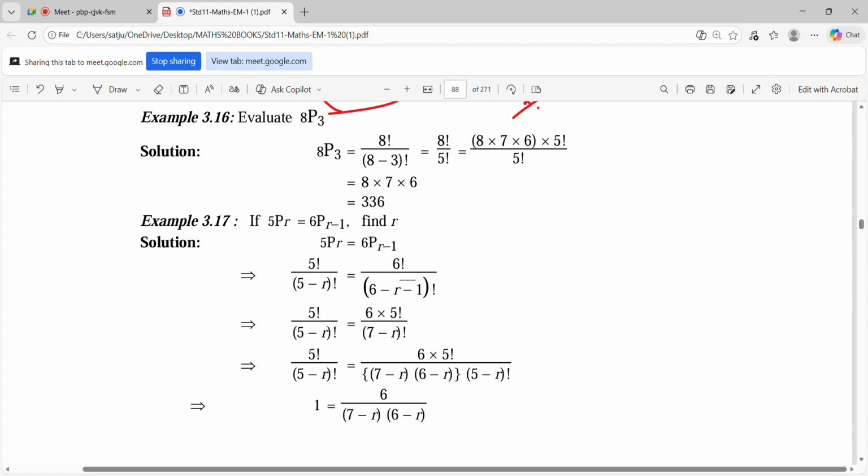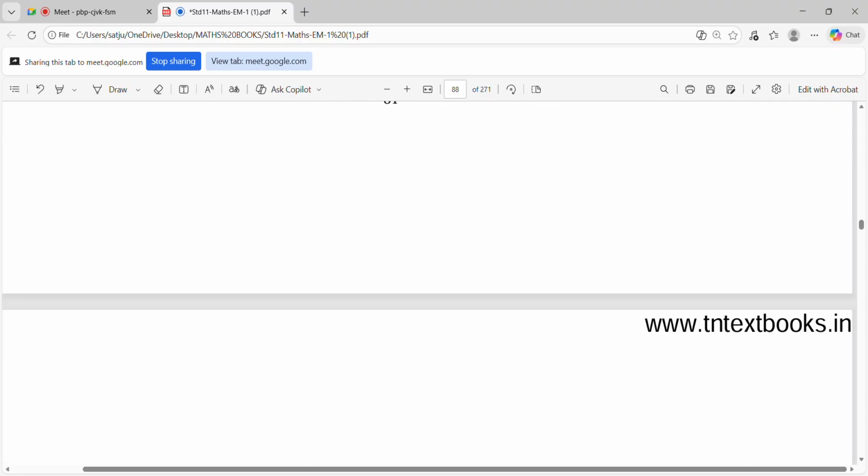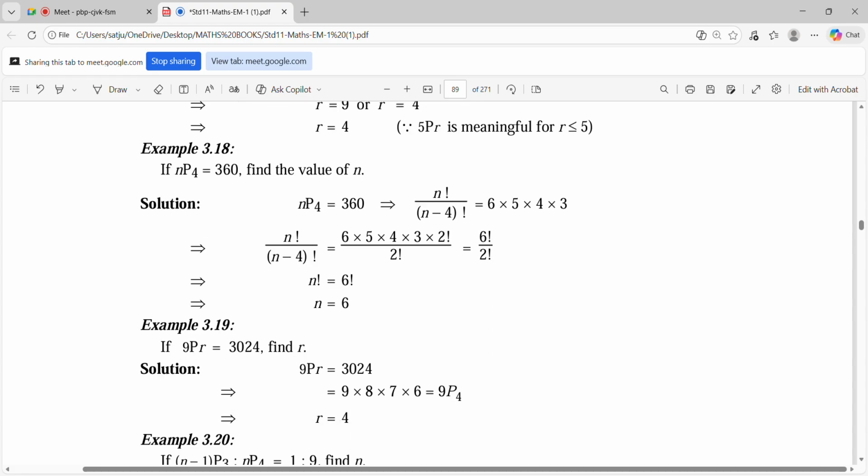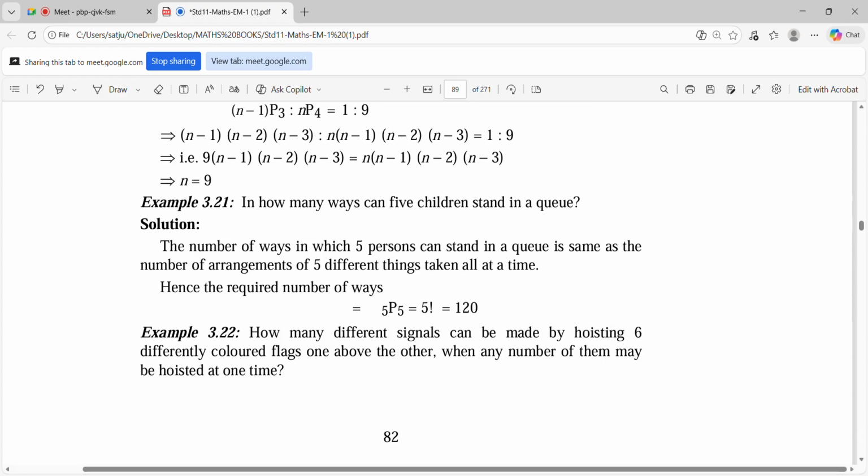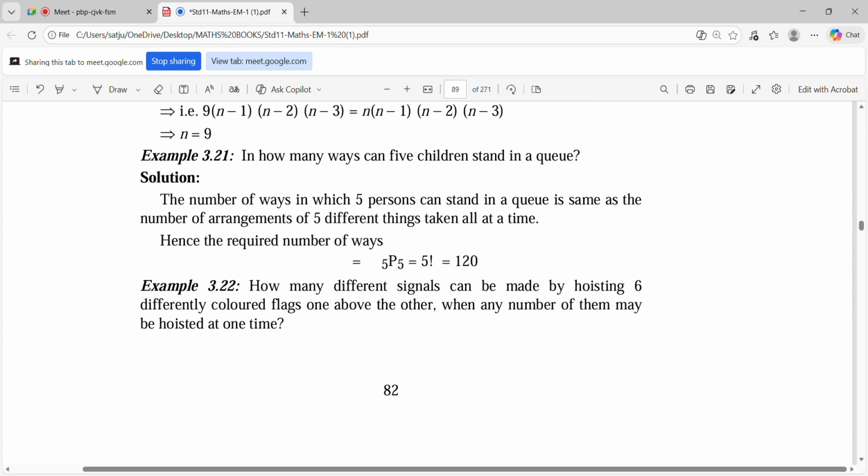Right. These are all not required unless it is necessary to understand; let me tell you that. So here this is important. Simple questions are important. In how many ways can 5 children stand in a queue?